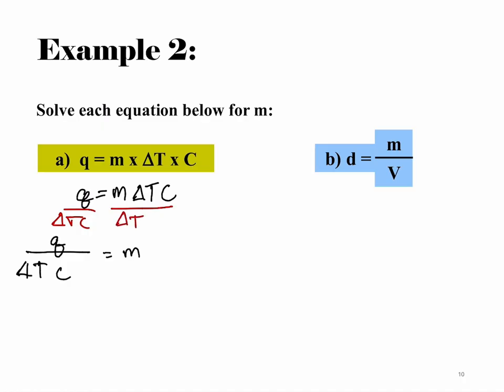Let me write that neater, delta T C. Those cancel out and those cancel out. So all you're left with is m. I did them both in the same step. You can do them sequentially if you want.